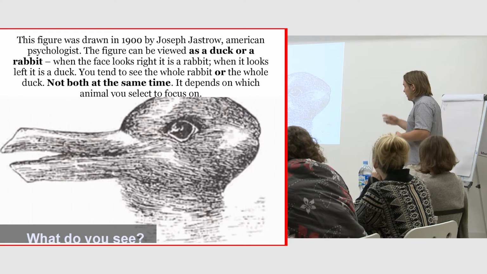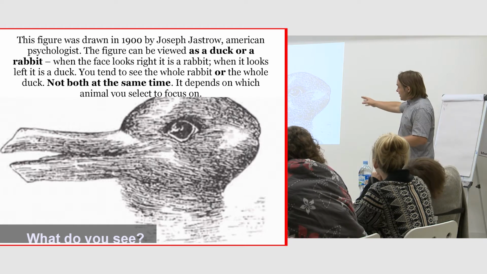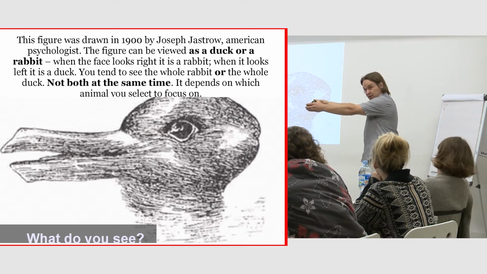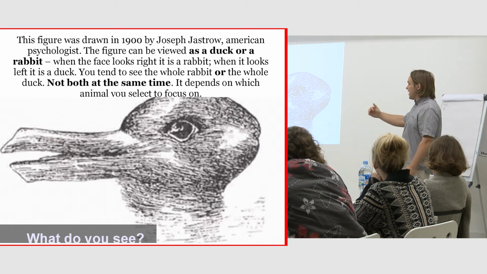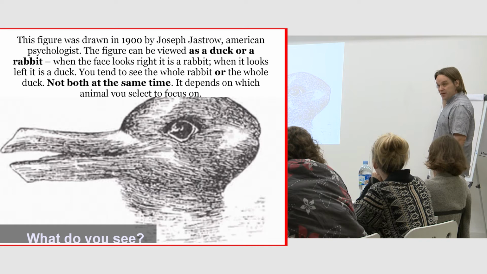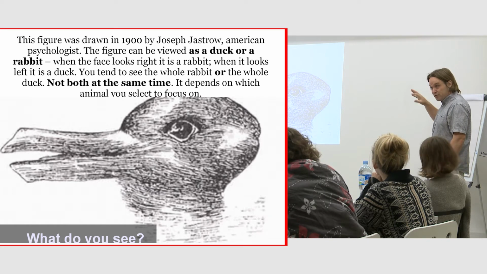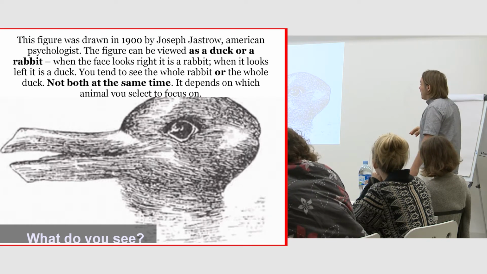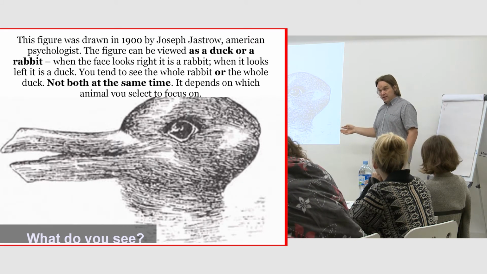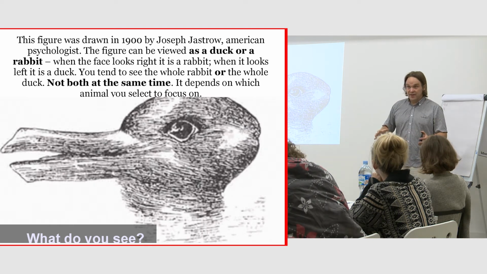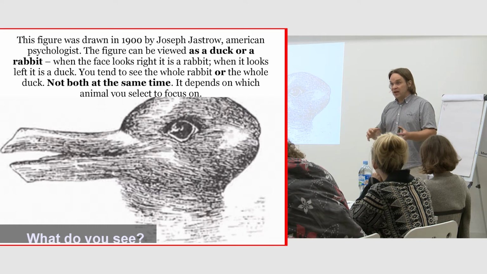Depends where it is looking. If it is looking this way, then it's a duck. And if this way, then it's a rabbit. Do you see both of them? No. Yeah. So most people can see both the duck and the rabbit if they know that they both are there.